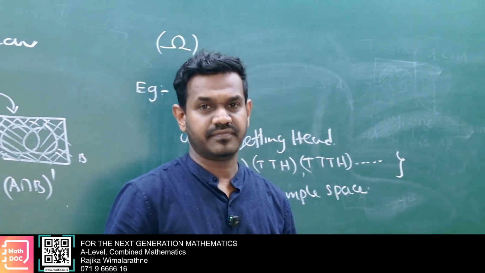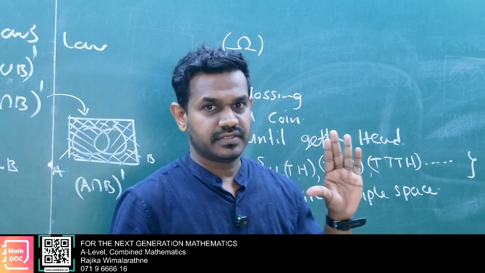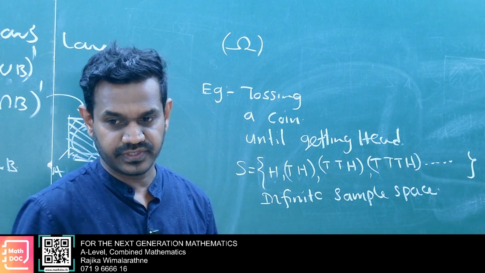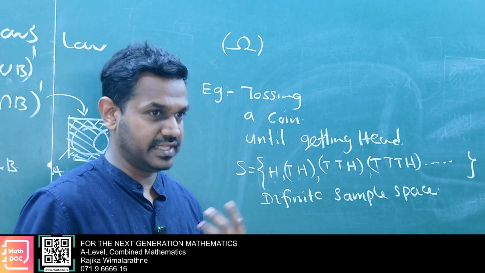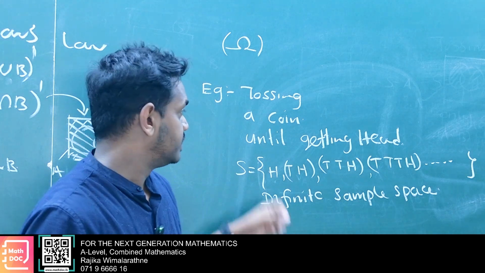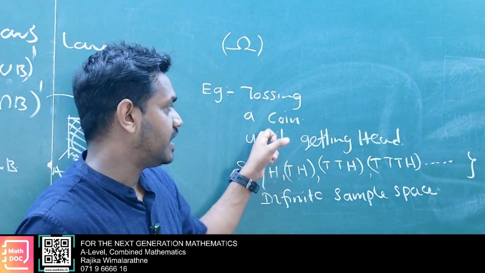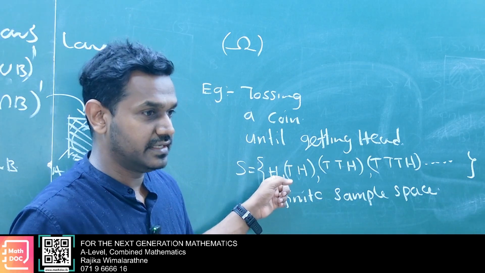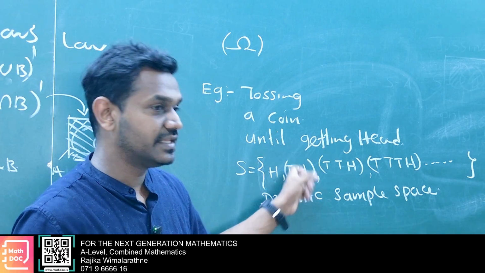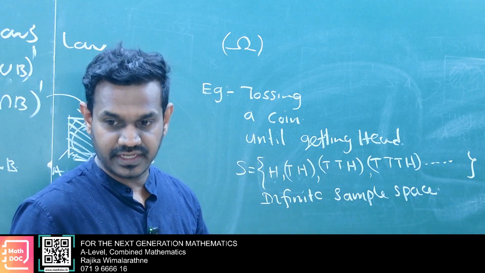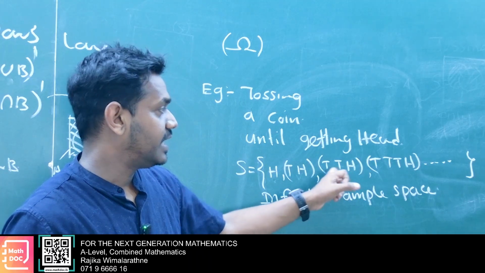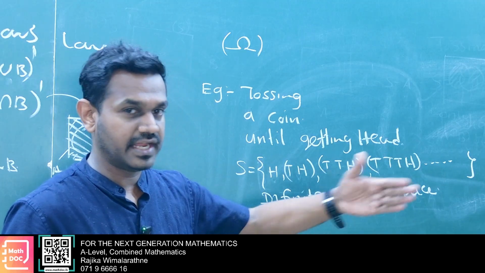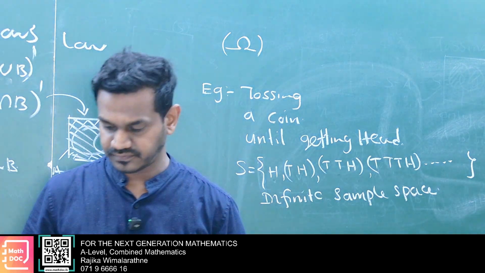Okay, write that example. Sample space can be finite or infinite. According to the experiment, we can identify whether it is finite or infinite. So here, in this experiment, tossing a coin until getting head, in the first attempt we can get head, or first tail then head. In the second attempt we can get head, then tail, tail, head, tail, tail, tail, head. It goes on, so it is an infinite sample space. No?